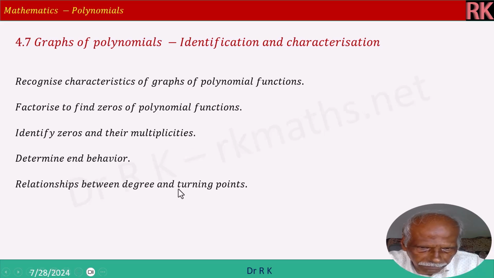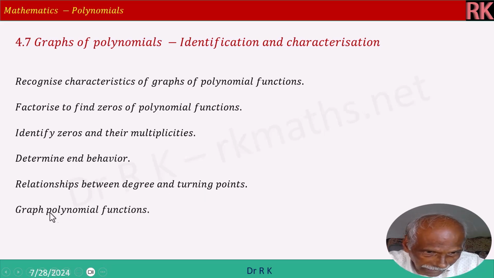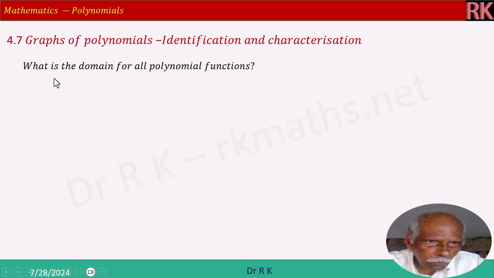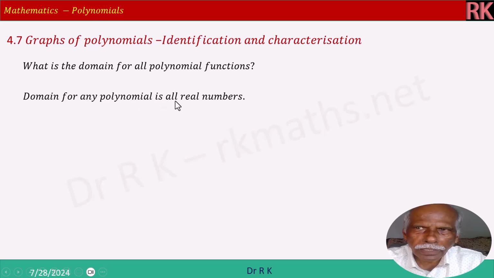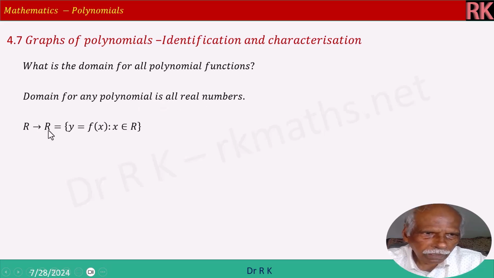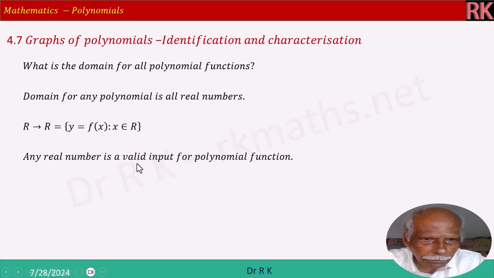Relationships between degree and turning points. We should know this. So n minus 1 turning points will be there, maximum. Graph polynomial functions once you identify all these things. We will see all in a nutshell now. What is the domain for all polynomial functions? The domain for any polynomial is all real numbers. Right? R to R, real number to real number, y is equal to f of x such that x is an element of real number and y is a polynomial. Any real number is a valid input for a polynomial function.